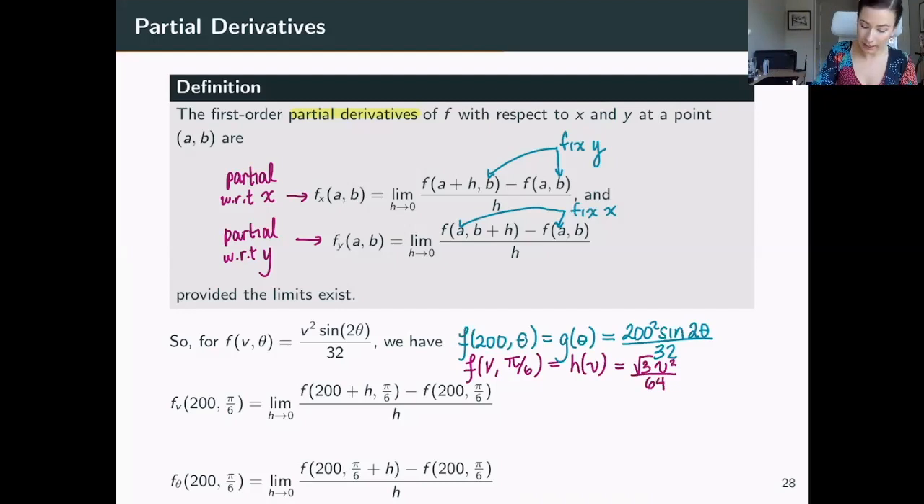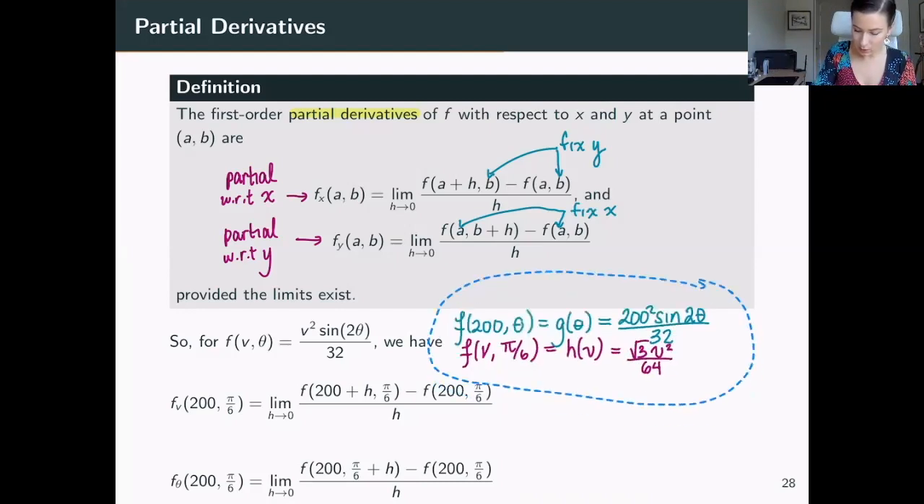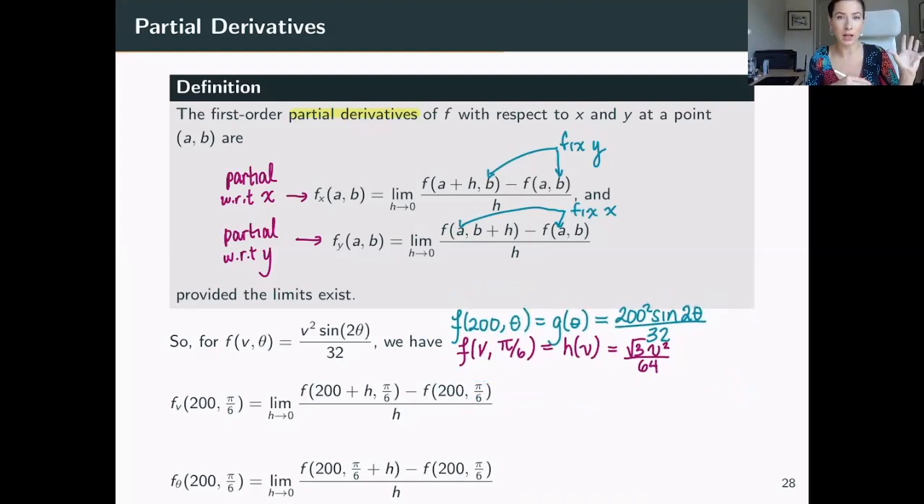So these were my two traces when I fixed a value of v and fixed a value of theta. Both of these are functions that we know how to take the derivative of. We can say that our g prime of theta is going to be equal to, in this case we need to use a little bit of the chain rule. So I'll have that my g prime of theta will be 200 squared times 2, and then it'll be cosine of 2 theta.